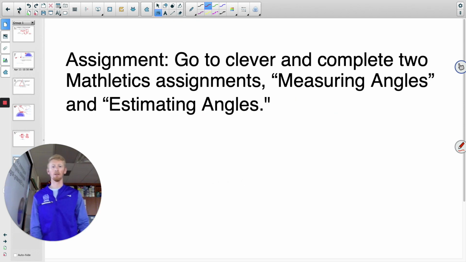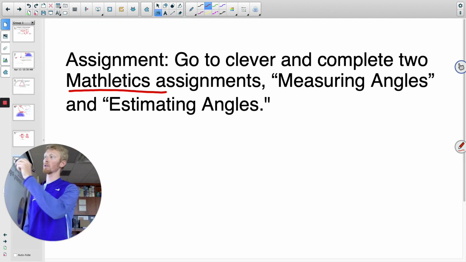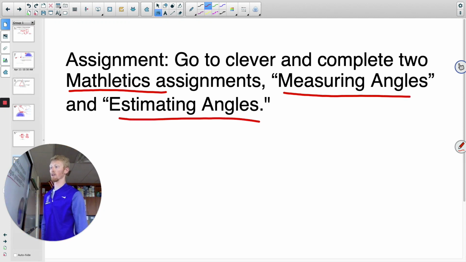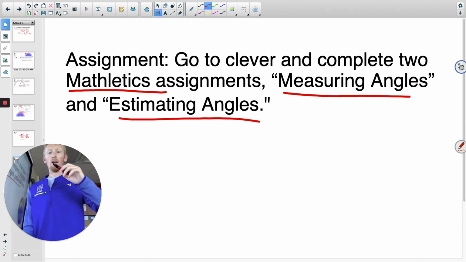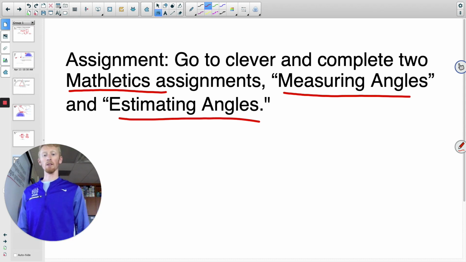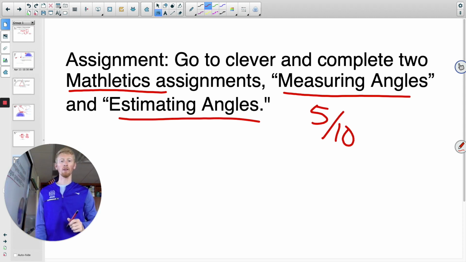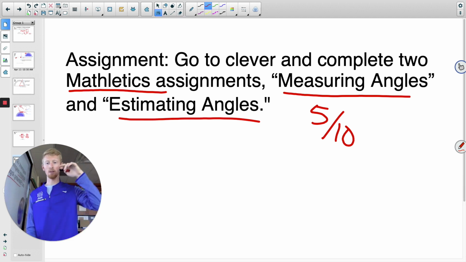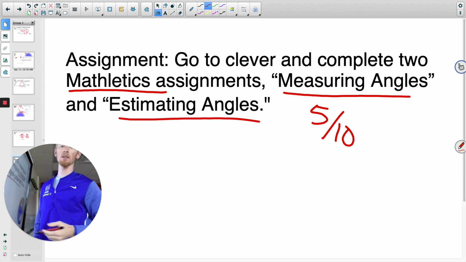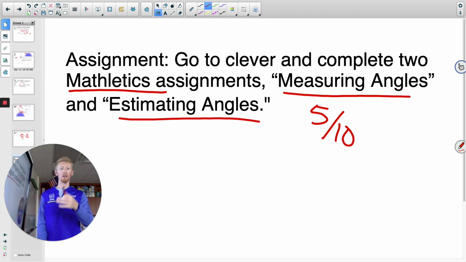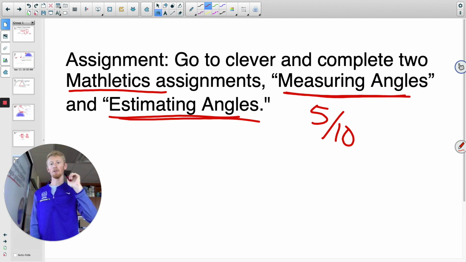All right, your assignment, there's nothing to submit on paper. All you need to do is go to Mathletics through the Clever app, and you have two assignments, measuring angles and estimating angles. The nice thing about Mathletics is you can redo those assignments as many times as you want. So let's say you did it the first time and you only got 5 out of 10, and you wanted a better score than that. At the end, it gives you an option to do it again, and then you can do it again, and it'll always take the highest score that you get on that assignment. All right? So that's your assignment. You have estimating angles, and you have measuring angles. They'll pop up if you sign in to Mathletics through Clever.